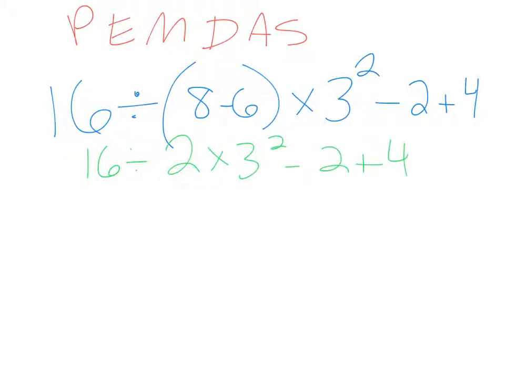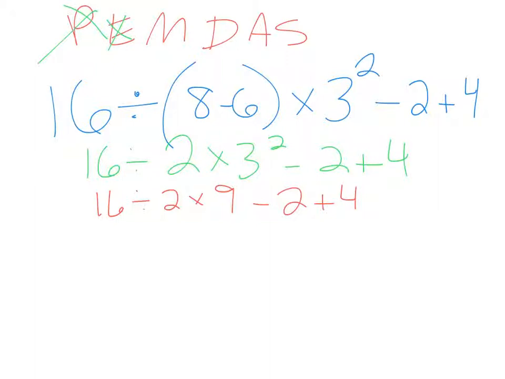Okay, same case. We've solved the parentheses, so now I'm looking for exponents. We do have an exponent in this problem, 3 squared, so I'm going to solve that. 3 to the power of 2 means 3 multiplied twice. 3 times 3 I know is 9. So that means I am left with 16 divided by 2 times 9 minus 2 plus 4.